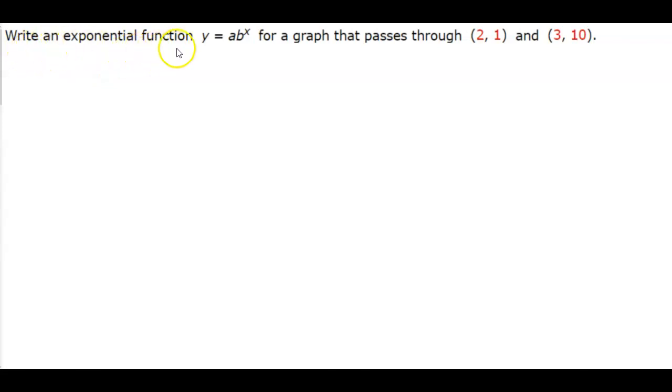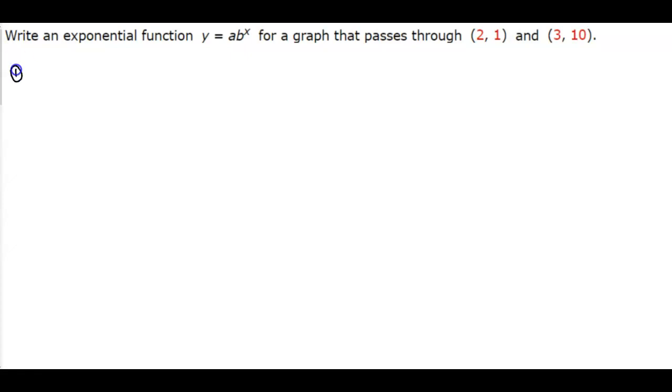Here we want to write an exponential function, y is equal to ab to the power of x, for a graph that passes through (2, 1) and (3, 10). So we're going to use these ordered pairs to determine the values of a and b, because that's what we need to look for.